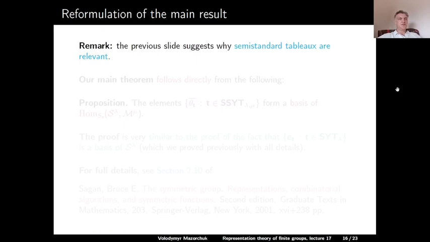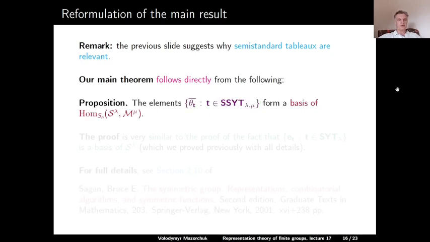The previous slide gives a good hint why semi-standard tableaux are relevant for our discussion. If we want our homomorphism theta T overlined to be non-zero, we need T to have the property that each column of T has different elements. So in fact, our main theorem follows directly from the following proposition. The elements theta T overlined, where T is a semi-standard Young tableau of shape lambda and content mu, form a basis of the space of all Sn homomorphisms from the Specht module S lambda to the permutation module M mu.